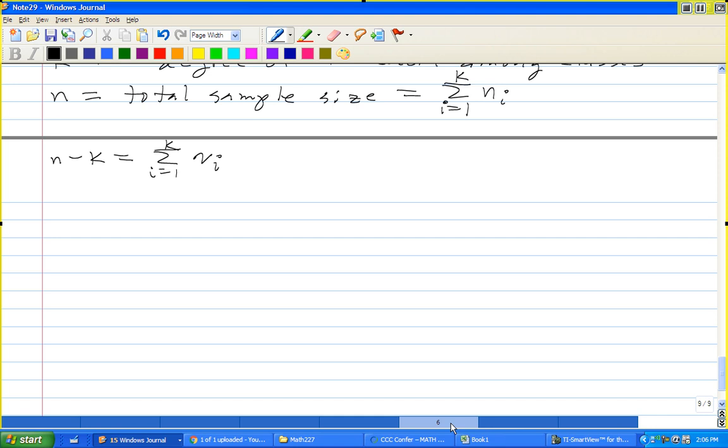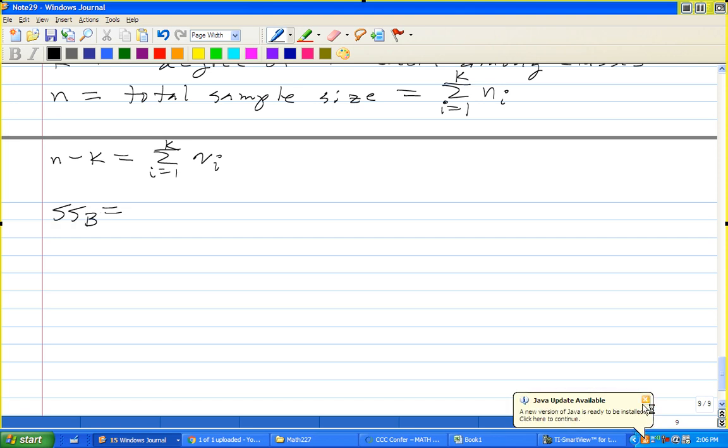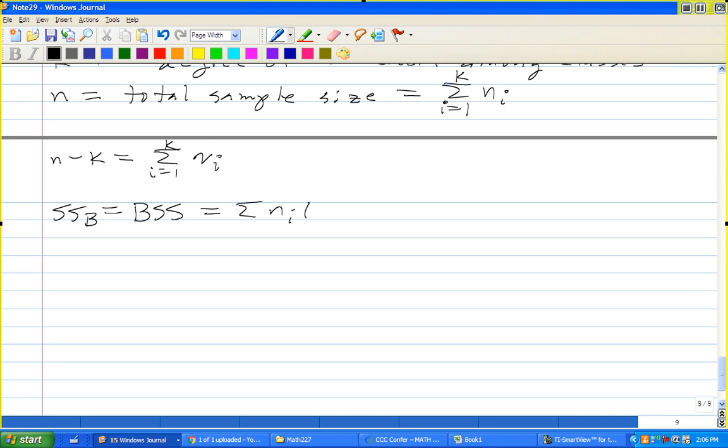N minus K. Okay, so the sum of squares between groups is the sum of Ni times (x̄i minus x̄) squared, for i equal 1 to K. This is the sum of squares between groups, between the classes.